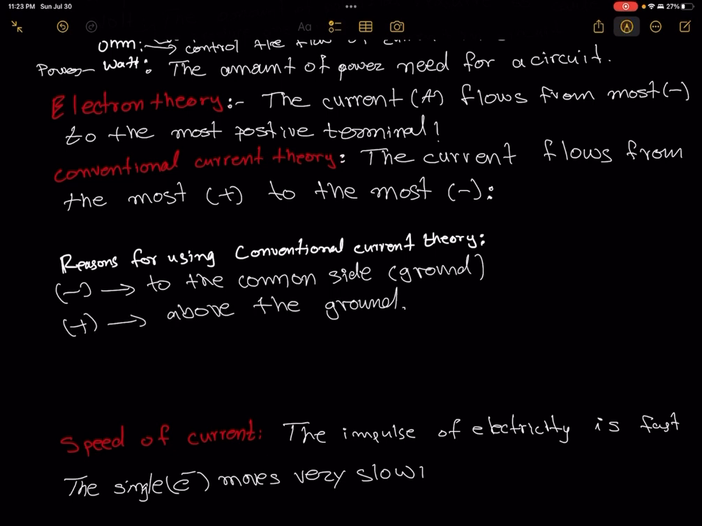And the second one is most people think that plus is the hot side, and so negative is common or neutral.